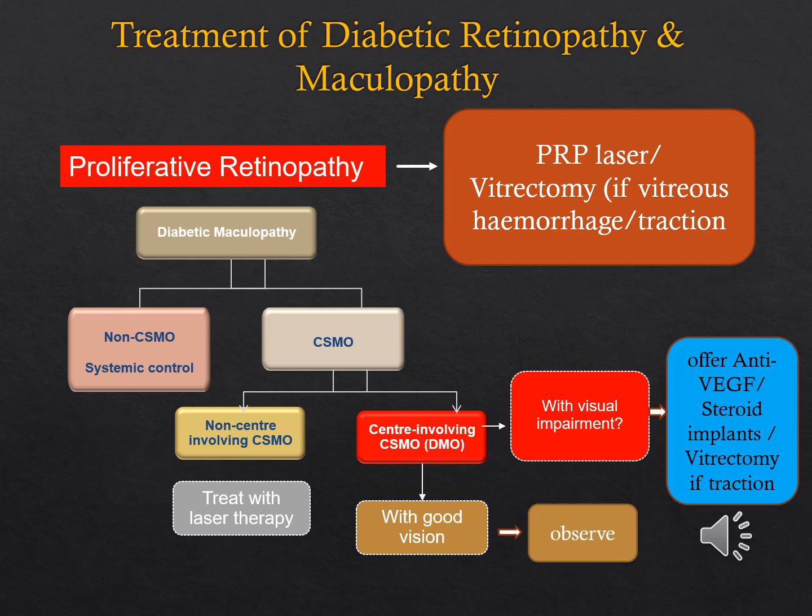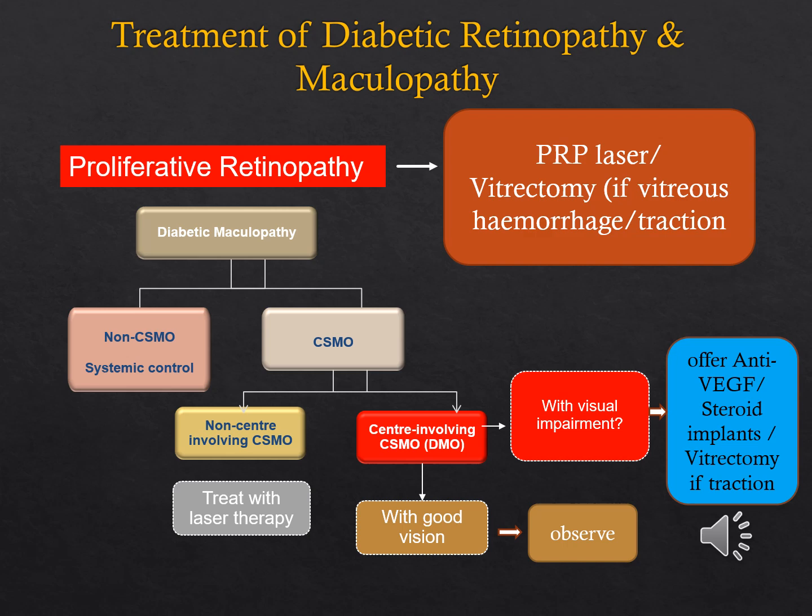Moving on to diabetic maculopathy, we need to decide if the patient has clinically significant macular edema or not. If not, they need systemic control improvement. If they do have clinically significant macular edema, we need to decide whether it is centre involving or non-centre involving. If they have non-centre involving maculopathy, we would treat with laser treatment. If they have centre involving maculopathy, we need to decide if they have good vision or not. If they have good vision, greater than 6/9, we would opt to observe them.